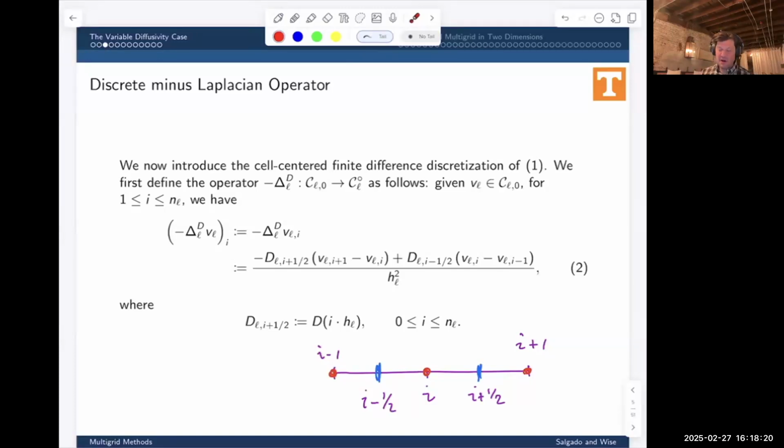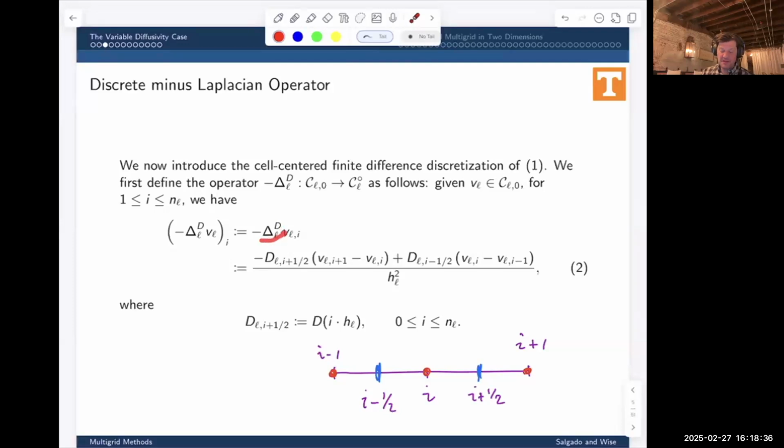So this is our cell-centered approximation for this non-constant coefficient diffusion operator. All right, we're going to give it a name, and we're going to call it minus delta LD.